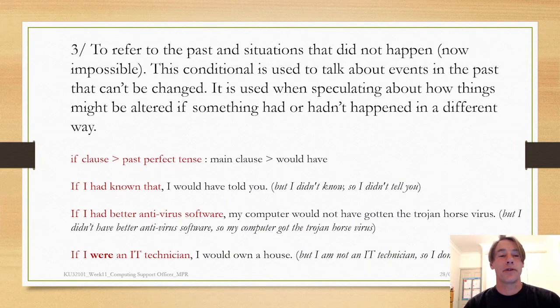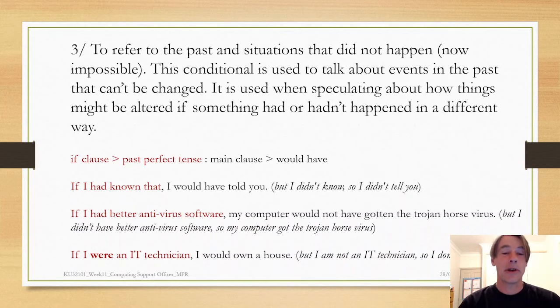This moves us on to the third group of conditionals. To refer to the past and situations that did not happen and are now impossible and cannot happen. This conditional is used to talk about events in the past that can't be changed. It is used when speculating about how things might be altered if something had or hadn't happened in a different way. And we can also add at the end of these, but, and this will become more evident in the examples. The structure of this third form of conditional is the if clause plus the past perfect tense. And then we have the main clause, and would have. If I had known that, I would have told you.